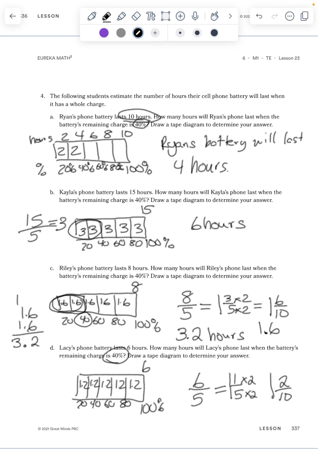And I'm talking about 40%. So I need 2 of them right here. This would be my 40%. So 1.2 and 1.2 gives me 2 4/10. So my answer is 2 4/10 hours. All right, and again, this is just another strategy that we can use to solve percent problems.